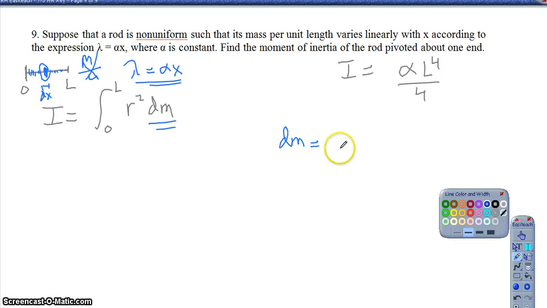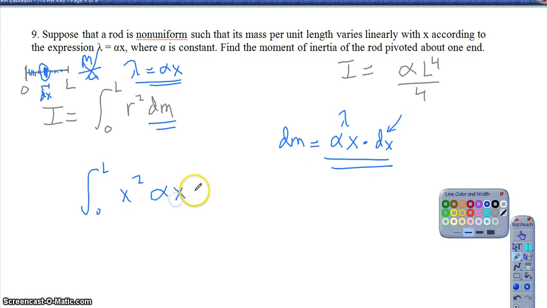So my dm then would be alpha times x, my lambda, my mass per length, times the change in length, dx. So this is my function, and that's what I'm going to plug in for dm. The only thing I am going to change here to make this consistent, since I'm referring to the change in length as dx, is to make my r an x, just to keep that consistent with my dx. r is representing that length, that position. So from 0 to L for x squared, and then alpha x, again calling this dx, and then all I have to do at this point is clean it up and calculate.